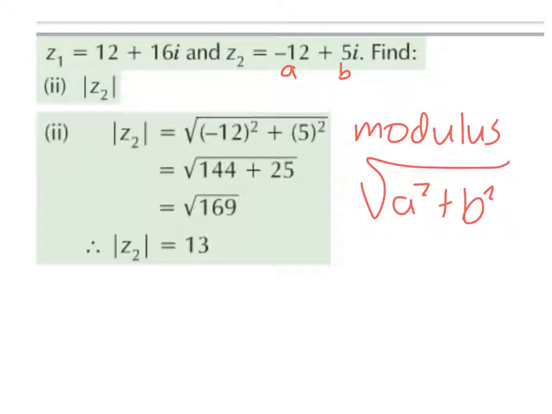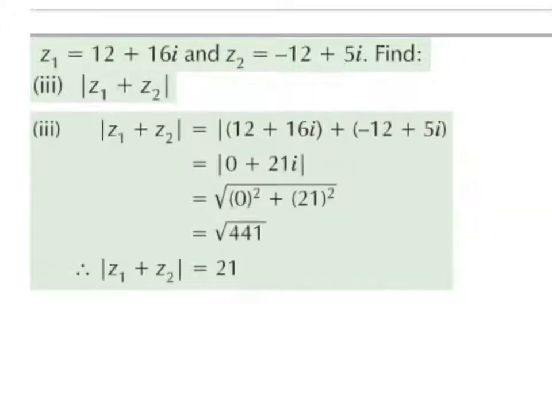You don't say your hair is minus 20 centimeters long. You don't say you walked minus 2 kilometers to the shop. Distance and length must always be positive, and modulus must always be positive.